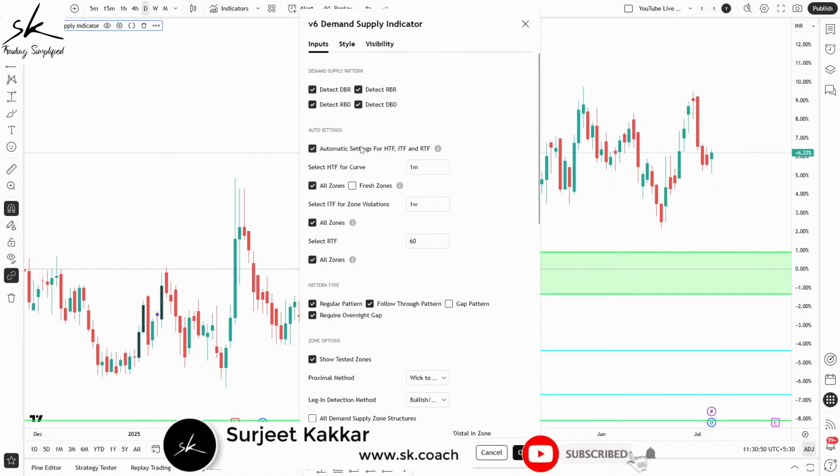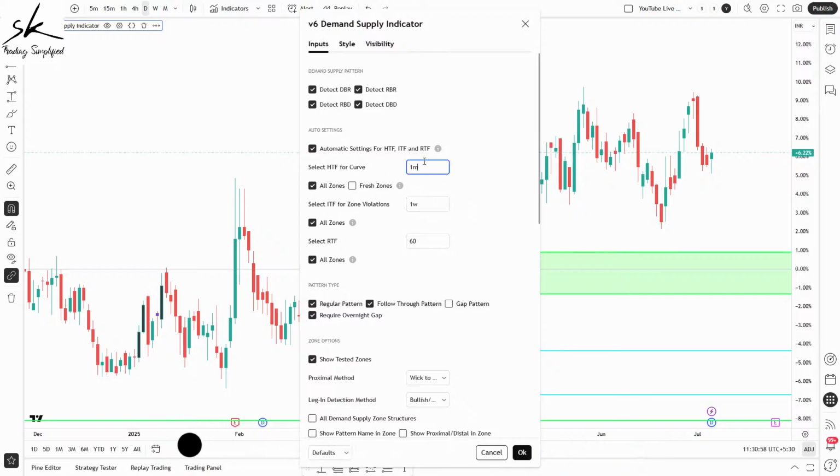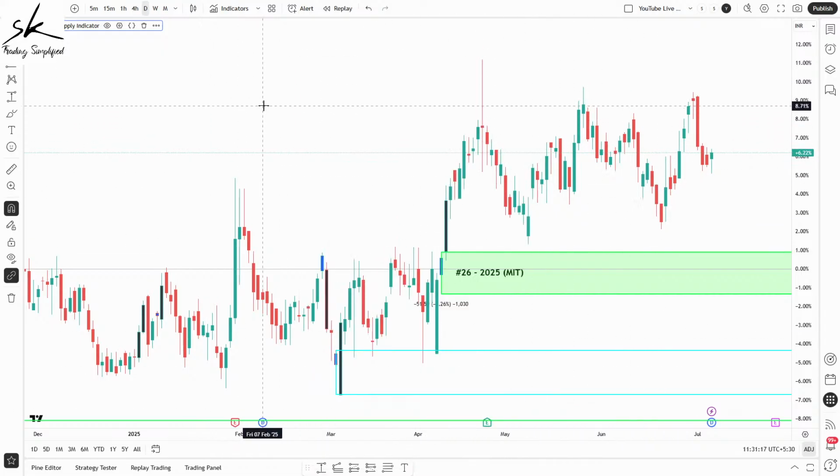Now, if you look at the indicator settings here, you have the option to choose your higher time frame. Like I'm doing monthly income analysis, so my higher time frame is the monthly chart, my intermediate is the weekly, and my refining is the 60. You can also choose what kind of zones you want on these time frames, based on your personal preferences. As soon as I shift to these time frames, whatever analysis needs to be done, the indicator does it automatically for us. We don't have to make those changes manually.